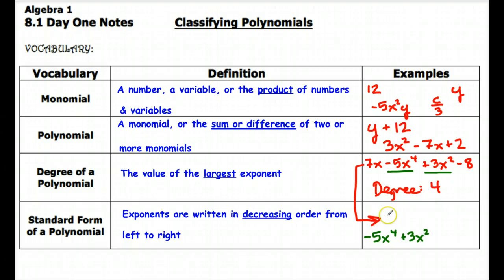And then you remember from our last unit, okay, if there's a variable but no exponent written, that means it's an x to the first. So the next term would be plus 7x to the first, or just plus 7x. And then our last term would be this minus 8 here, which doesn't have a variable, so that would be our constant term.